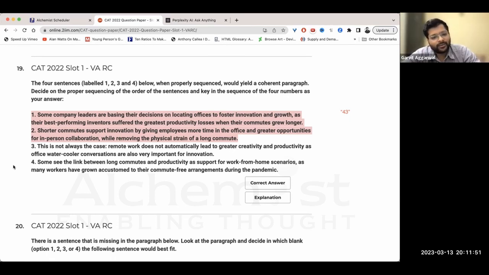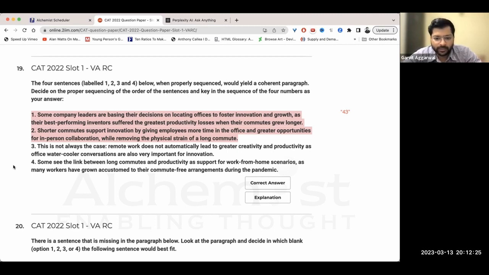देखो, सेकंड स्टेटमेंट में इंफॉर्मेशन ज्यादा है, ध्यान से देखना. फर्स्ट में कम है. सेकंड क्या कहता है? शॉर्टर कम्यूट सपोर्ट्स इनोवेशन. ठीक है, it supports innovation, पहली कहानी. Gives them more time in office, सेकंड. Greater collaboration opportunities, थर्ड. And reduces physical strain of commute. 4 पॉइंट्स दे दिए उसने. किसके सपोर्ट में? शॉर्टर कम्यूट.